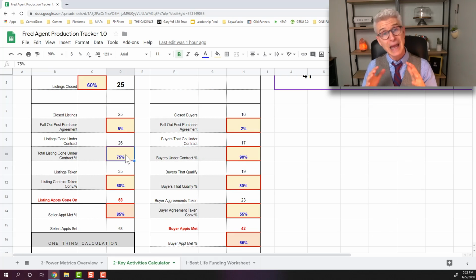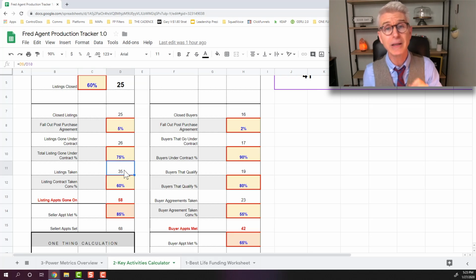Now here's the thing. Every listing that Fred puts up, he knows is not going to get a purchase offer. So Fred's assuming that 75% of the properties he lists will get a contract. So to close 25, he is going to put up 35 listings, 75% of them, or 26, will get a purchase offer, and of the 26, 25 will close. Okay, so now the question is, to get 35 listings, how many listing appointments does Fred need to go on?